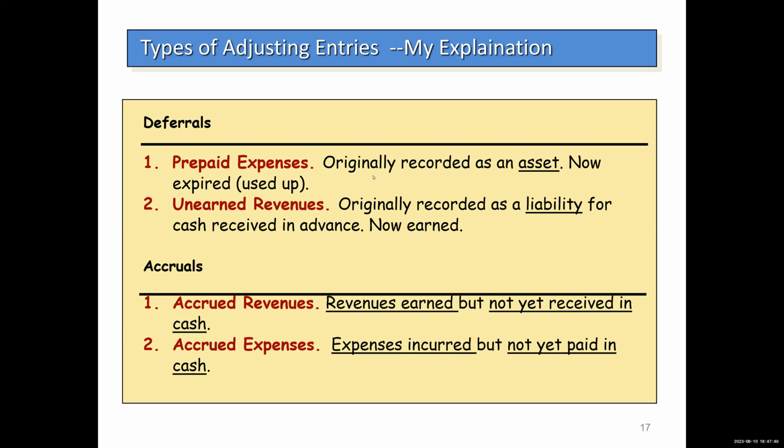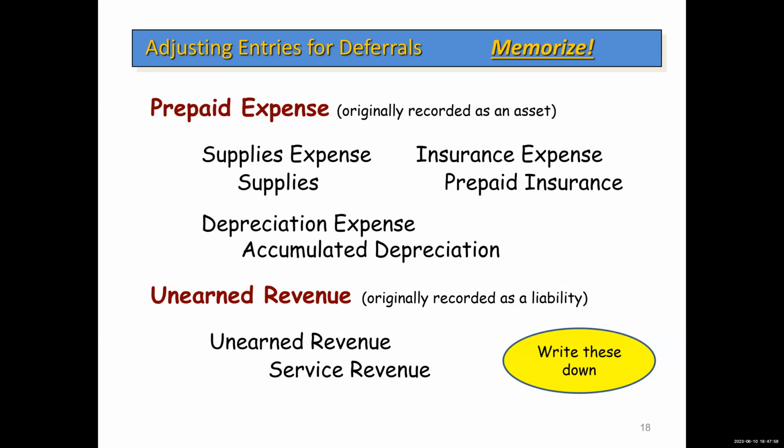This is where we originally record an asset, and now that asset is used up, so we have to transfer the amount out of the asset into expense. So what I'd like you to do right now is pause the video and write this down. I want you to memorize these journal entries. The reason why it's important is that these journal entries don't change.